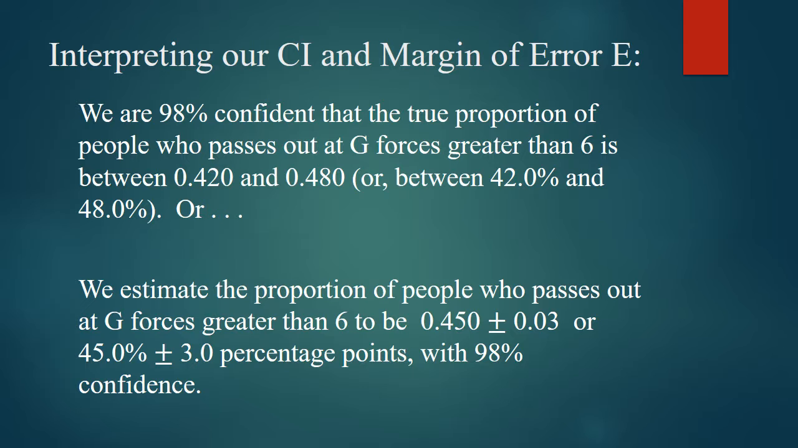Another way we could say the same thing, we estimate the proportion of people who pass out at G-forces greater than 6 to be 0.450 plus or minus 0.03. There's that margin of error. Or we estimate the proportion of people who pass out at G-forces greater than 6 to be 45% plus or minus 3 percentage points. And we estimate this with 98% confidence.